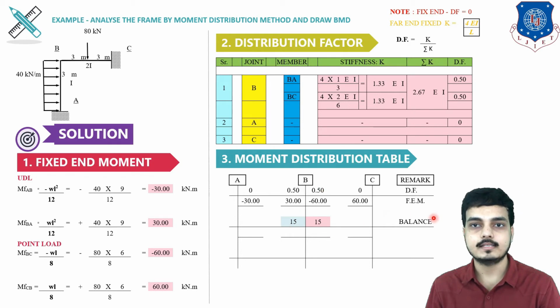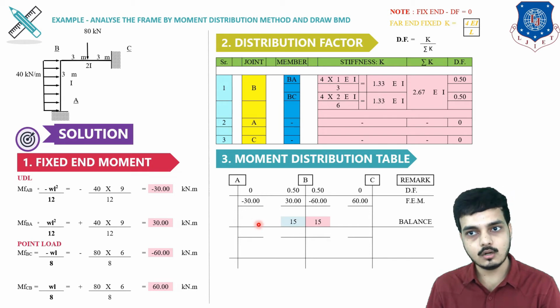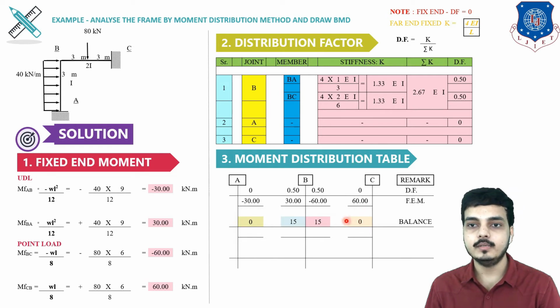So this I have balanced. Now the next step is minus 30 multiplied by 0 is 0 and 60 multiplied by 0 is 0, so we have placed 0, 0. So this was our first line. Now the next step will be the transfer of the moments.